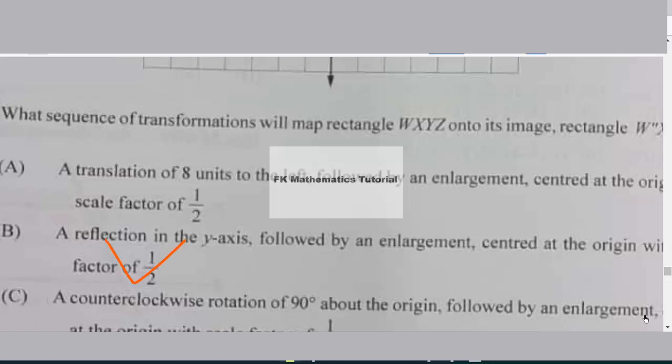Option 2 is correct. We cannot talk about counterclockwise rotation here because when you rotate, the orientation will change. And so that's it.